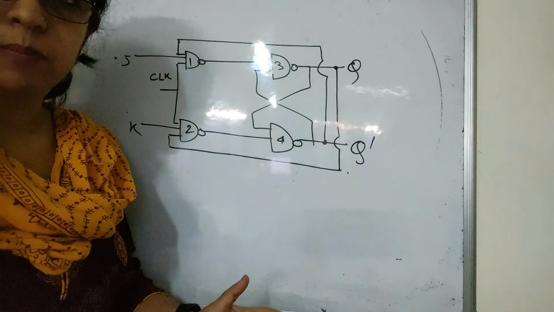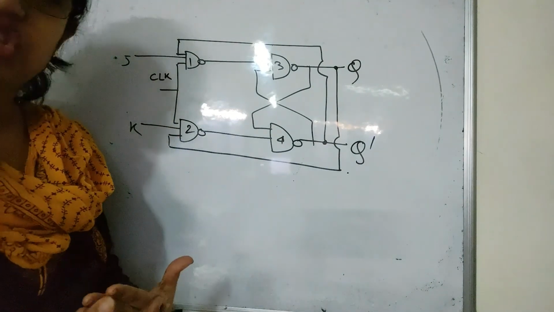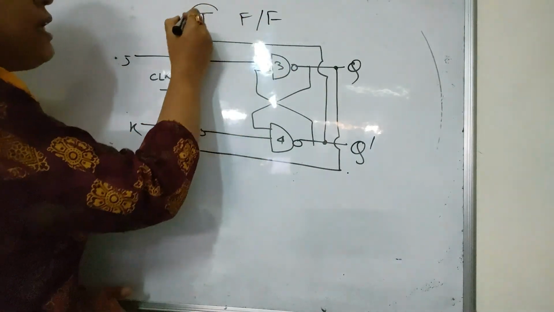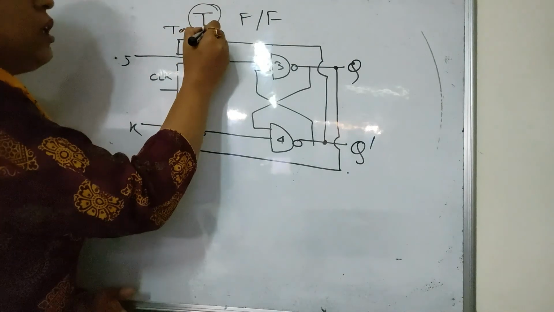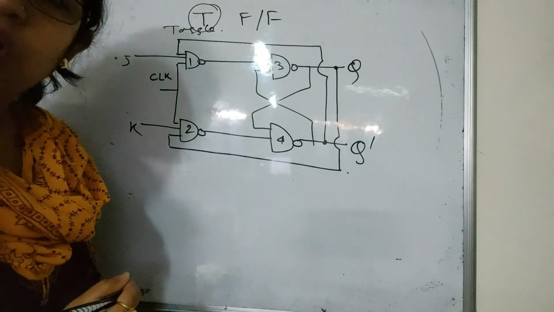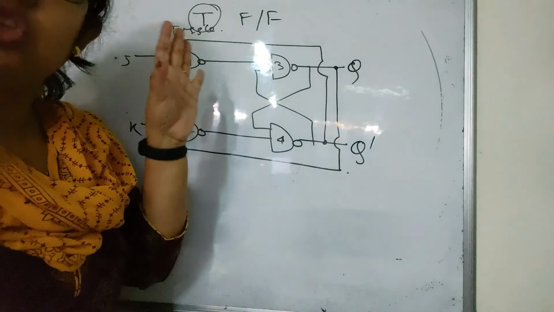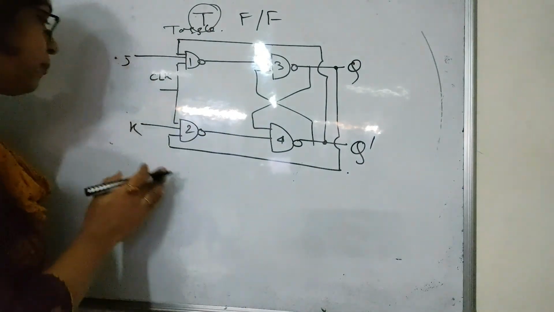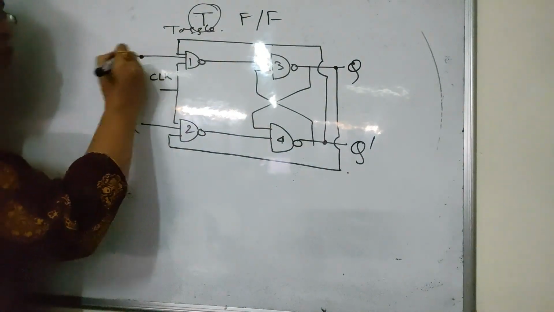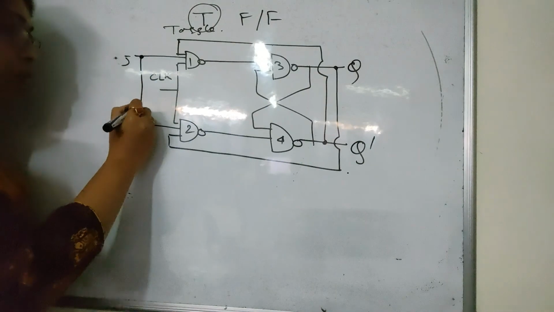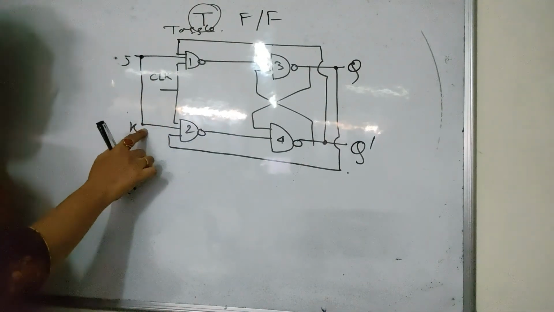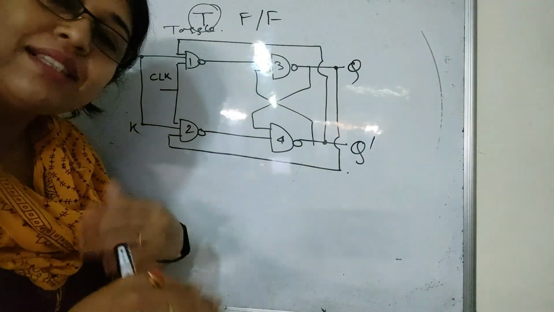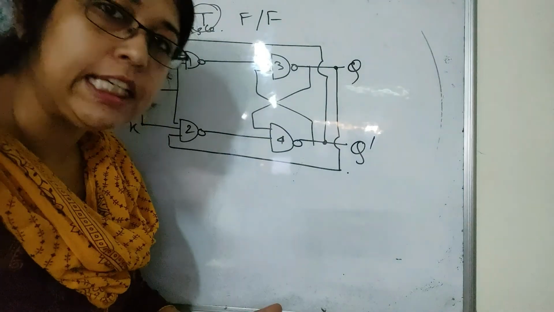Now, after JK flip-flop, we come to the T flip-flop. Now, this term T stands for toggle. The term T stands for toggle. So, we are going to do a toggle flip-flop. Now, how do we get a toggle flip-flop? It is very, very easy. We take the J input of the JK flip-flop and we short it with the K. So as a result, the double input JK is converted to a single input T.